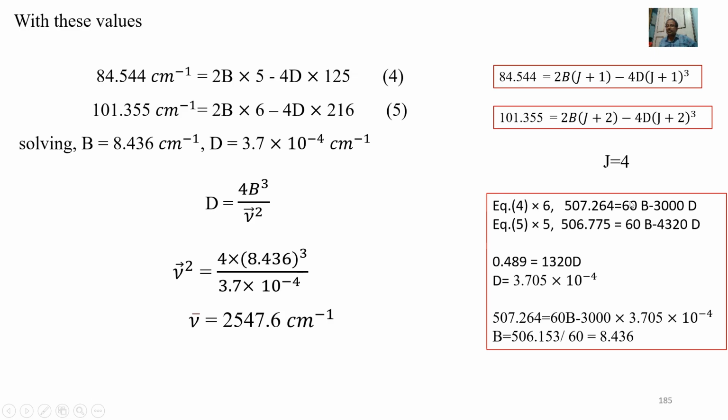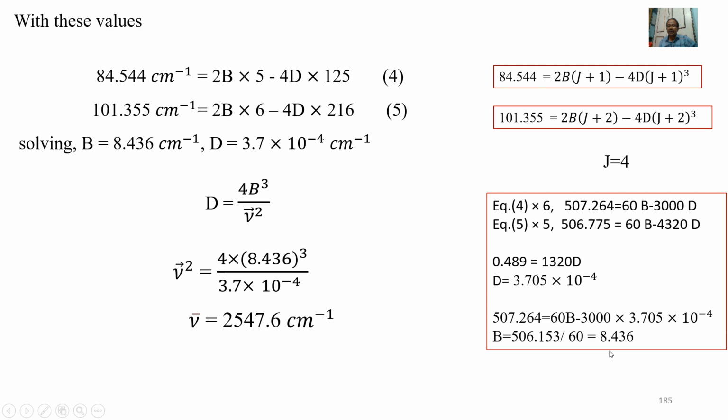This 60b and 60b will get cancelled. So we have 507.264 minus 506.775 will give us 0.489, and this is minus and this will become plus. So when you simplify, you will have 1320d. So d equals 3.705 into 10 power minus 4. You substitute into any one of the equations, and you can get the value for b.